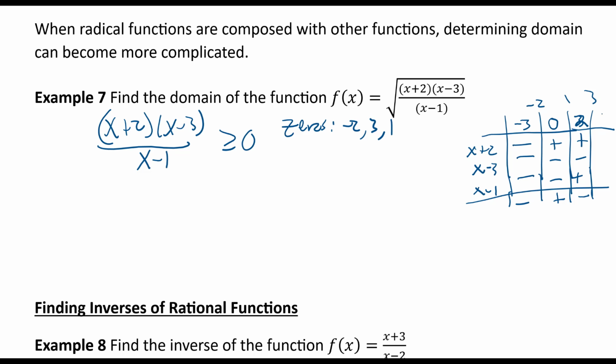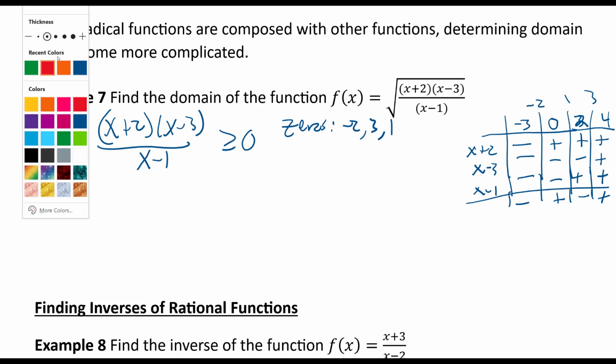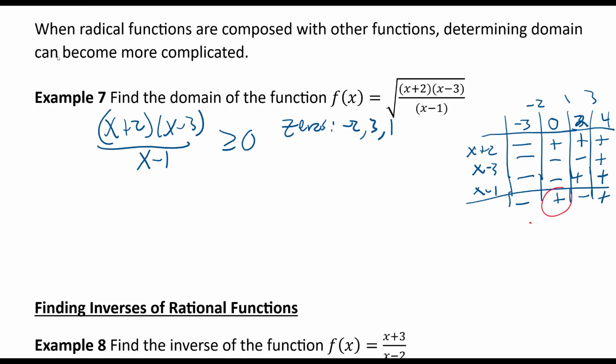And then bigger than 3 is 4. 4 plus 2 is positive. 4 minus 3 is positive. And 4 minus 1 is positive, so we get a positive out of that. Now, the other thing we have to watch out for: right off we can see, just looking at the table, the places that are positive would be in this region and this region. But because 1 in the denominator will make it 0, we cannot include the 1. We can include the 3 and the negative 2.